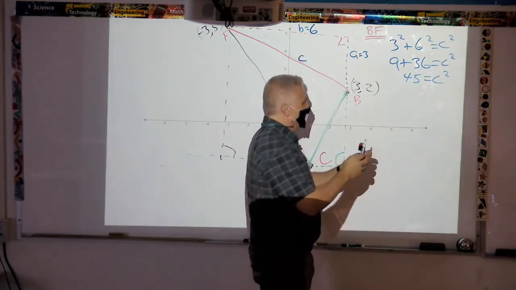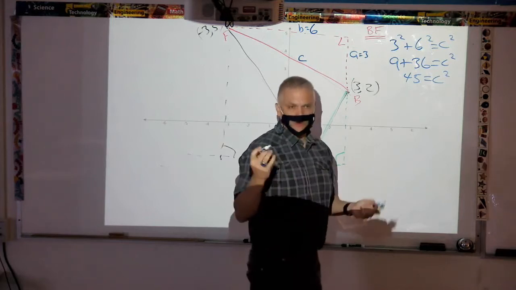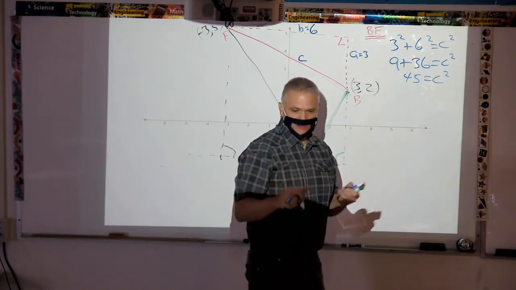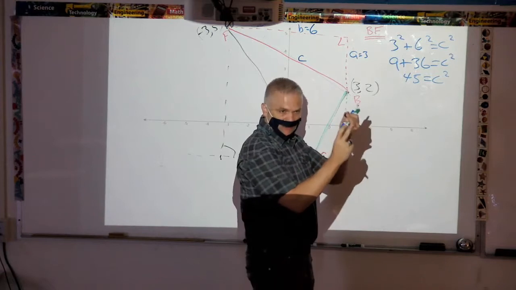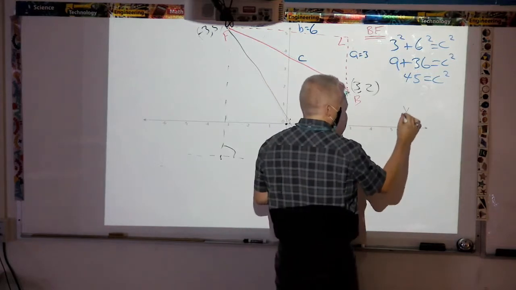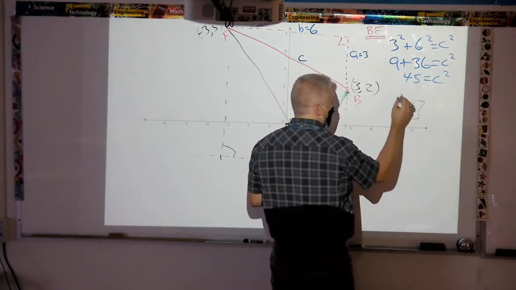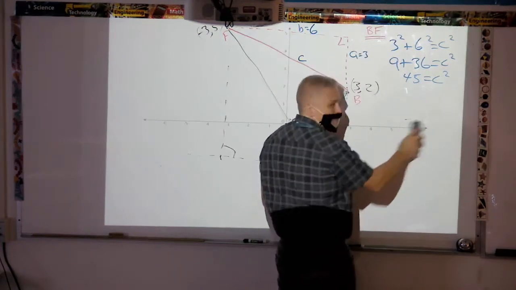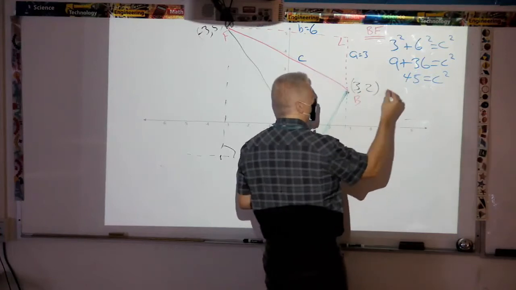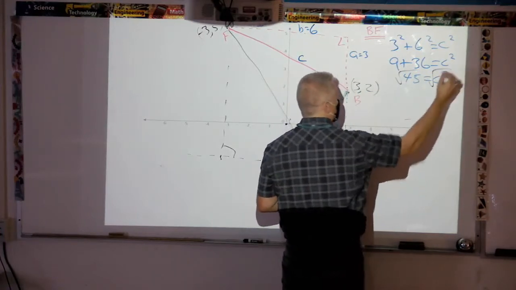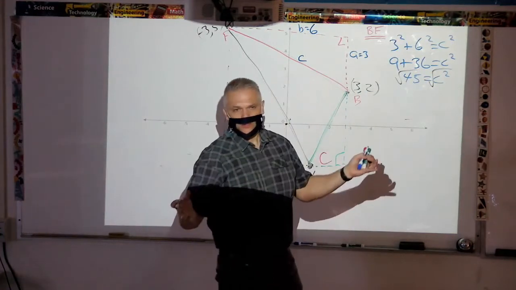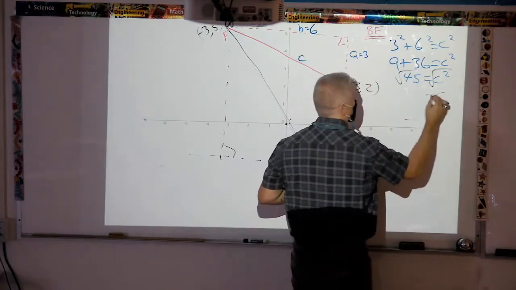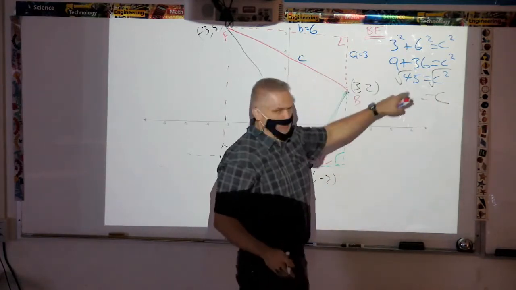Exactly. The square root and the squaring are inverse operations. That's the reason why on your graphing calculator, when you have the x squared button, right above it is the square root, because those are inverse operations. They cancel each other out. So you take the square root of both sides. The square root and the squared cancel. Boom, C equals the square root of 45.